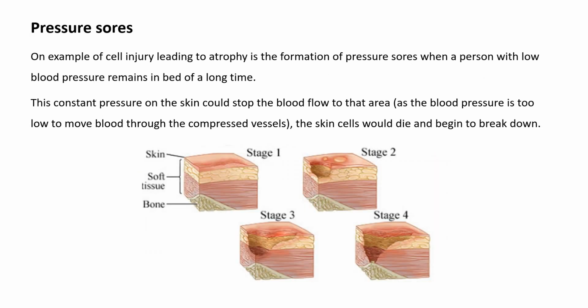Next is pressure sores. One example of cell injury leading to atrophy is the formation of pressure sores when a person with low blood pressure remains in bed for a long time. This constant pressure on the skin could stop the flow of blood to that area. As the blood pressure is too low to move through the compressed vessel, the skin cells would die and begin to break down.